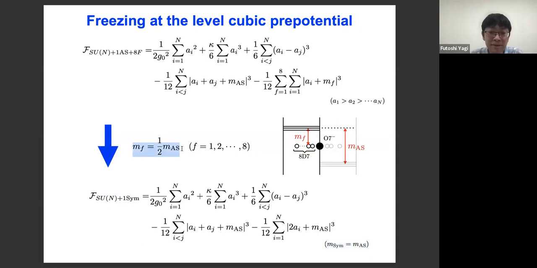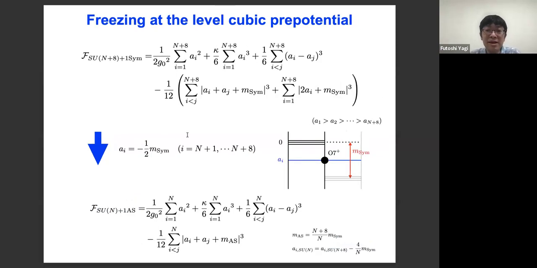And we can do a similar thing for SU(N) plus one symmetric and SU(N) with one antisymmetric. This is another example which I explained. In this case, we should tune the value of Coulomb moduli A. The value of the Coulomb moduli is controlled by the location of the color brane.